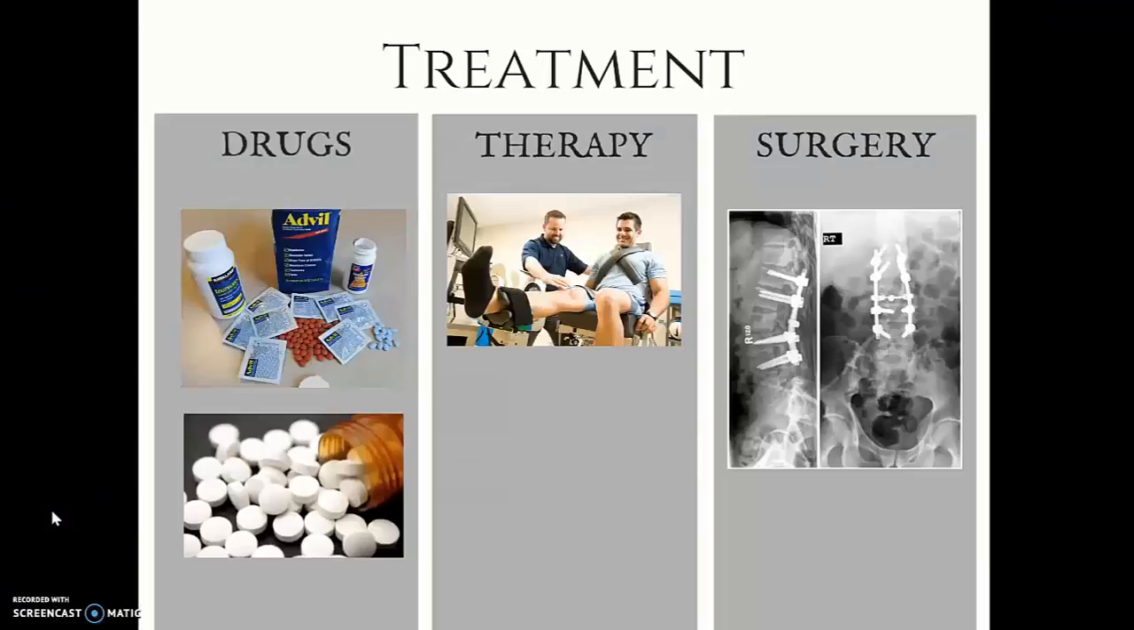Treatment to cure a fractured vertebrae includes drugs, therapy, and surgery. Non-steroidal anti-inflammatory drugs, also known as NSAIDs in short, are used to reduce inflammation around the spine. Physical therapy is done to encourage strength in the areas that are affected by the fracture. Occupational therapy is done to aid the patient in learning to function normally after a spinal cord damage.